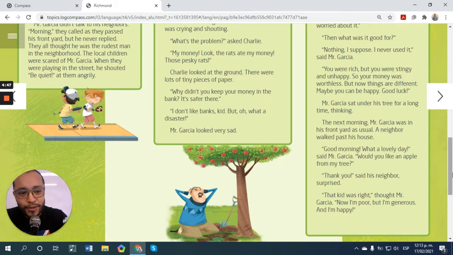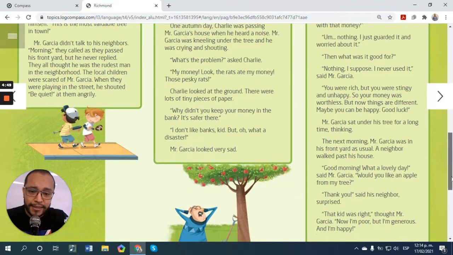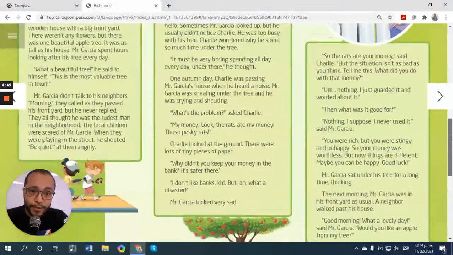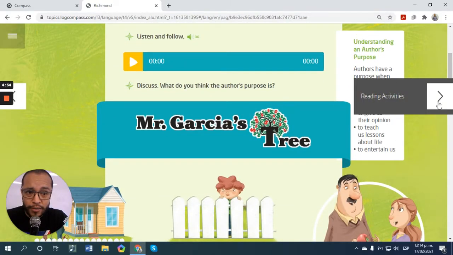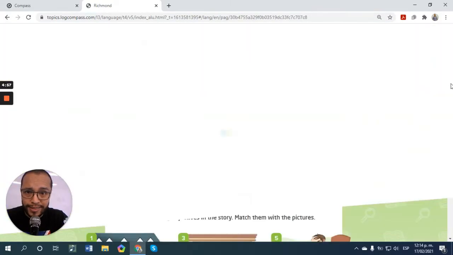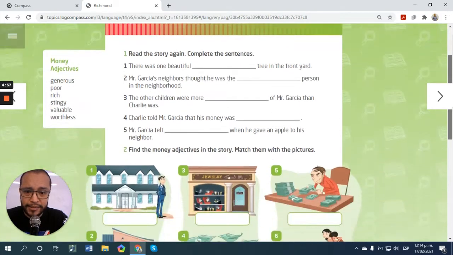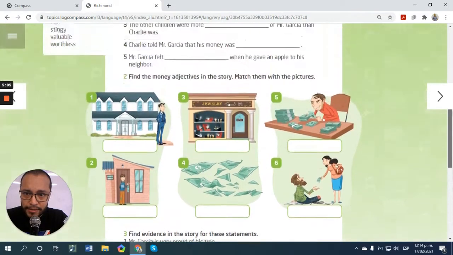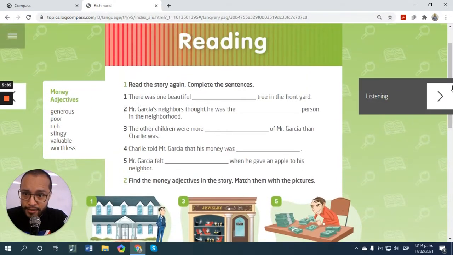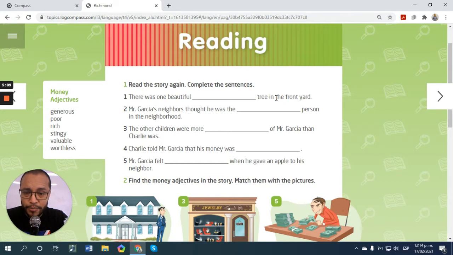All right, that was a beautiful story. And now let's see what the book has for us. The exercises of the reading comprehension come in the next page, which is the 66, la página 66 de nuestro language log en el Logcompass. Let's check it out. It says, read the story again and complete the sentences.